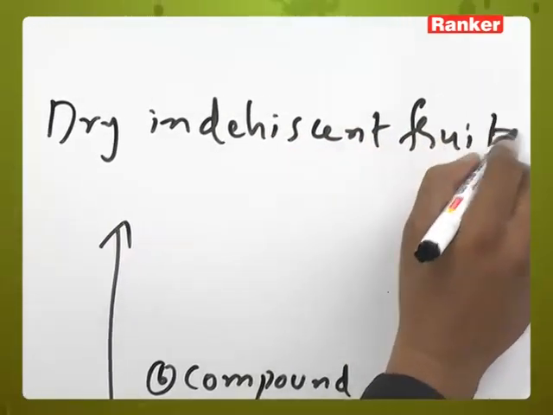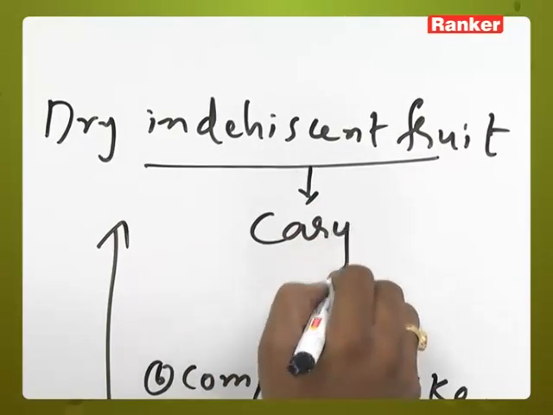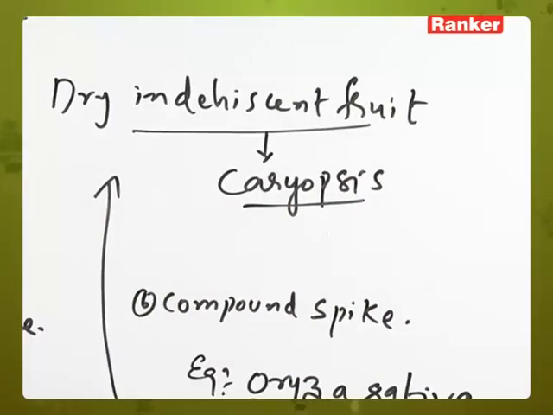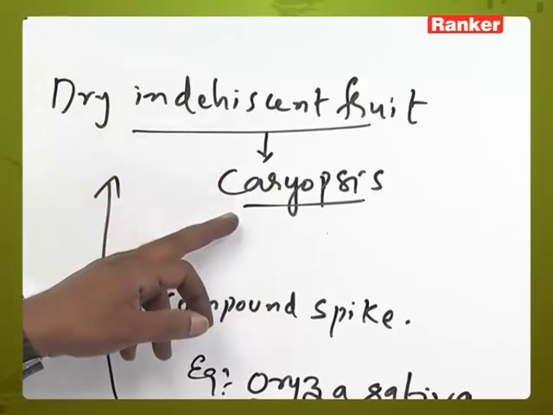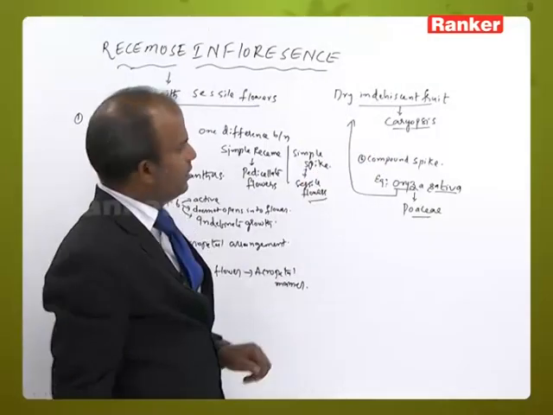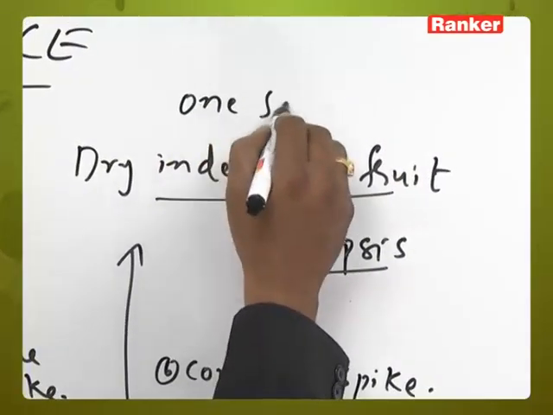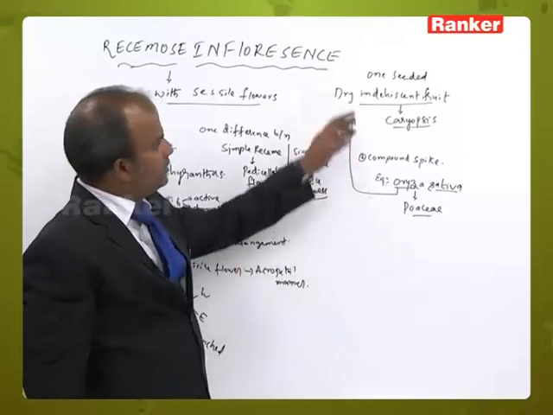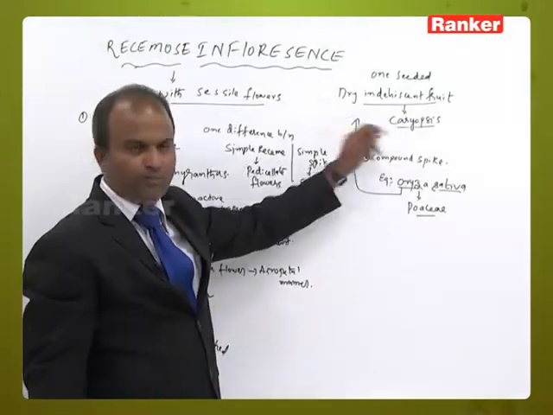What is the dry indehiscent fruit called? It is called caryopsis. So this Oryza sativa shows a dry indehiscent fruit, that is nothing but caryopsis. Can we call this a one-seeded dry indehiscent fruit? Yes, it is called a one-seeded dry indehiscent fruit, that is nothing but caryopsis.